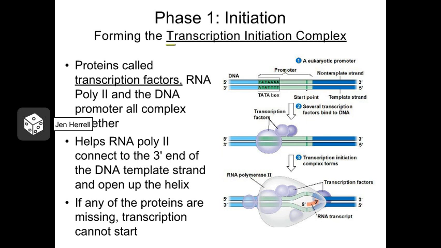The giant machine that assembles during initiation is called the Transcription Initiation Complex. This machine is going to assemble on the promoter. Here you can see the promoter with its little TATA box. The first components that assemble are molecules known as transcription factors. They actually help RNA polymerase number 2 grab onto the promoter, and it helps it open up that first little section of DNA. If any of the transcription factors are missing, transcription will not occur. So this entire machine has to assemble before you can enter the next phase of transcription.